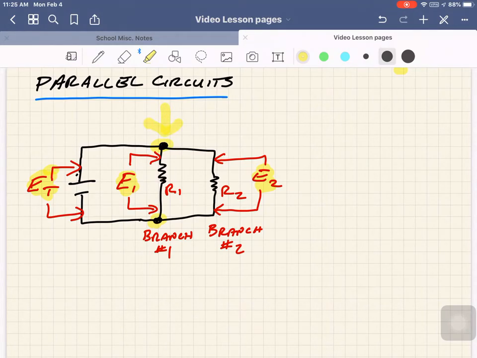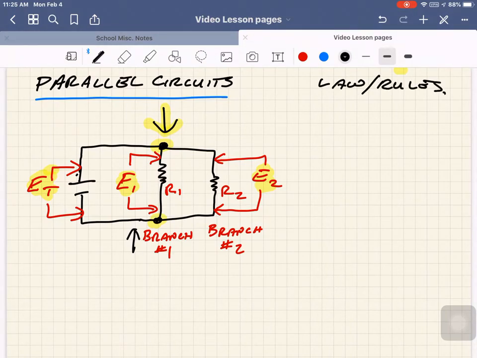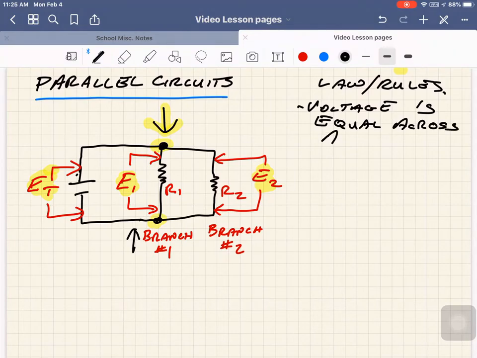let me put that in a color that you guys can see. All right, we have the same voltage, right? So the first law of parallel circuit, or the rules, okay, is voltage is the same across all branches in a parallel circuit. Equal across all branches.